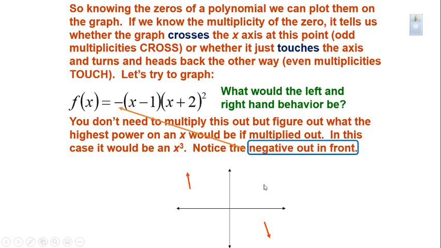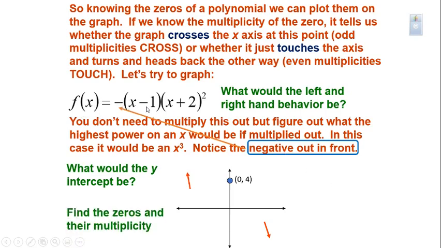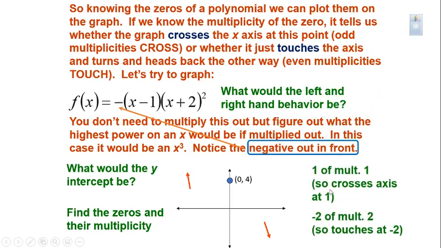Now, we also see that the y-intercept is 4 because if you plug in 0 for x and work it out, you will get 4. And then for the x-intercepts, we just set f(x) equal to 0 and solve for x, and we'll see that those zeros are 1 and -2. 1 has a multiplicity of 1, which means the graph will cross the x-axis at 1, and -2 has a multiplicity of 2, so the graph will touch the x-axis at -2.